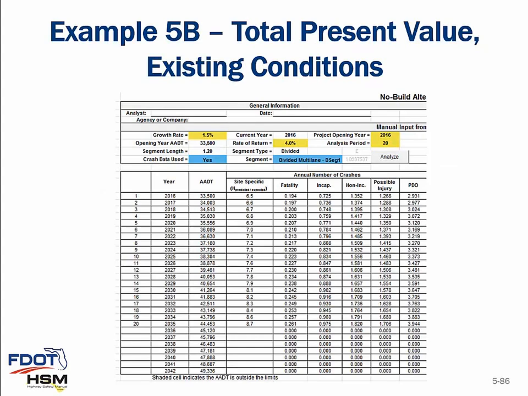This is what the spreadsheet looks like. We've actually cut it in half so you can actually see something here. So this is the left-hand side of the spreadsheet. You can see that it's got years there, and it's based upon the opening year of 2016. The ADT is varying, and it's based upon the growth rate that you've entered in. And again, remember, all your SPFs have a couple of different functions in it. One that's always constant is AADT. And as AADT increases, crashes will increase. So that's really a key factor in doing these spreadsheets.